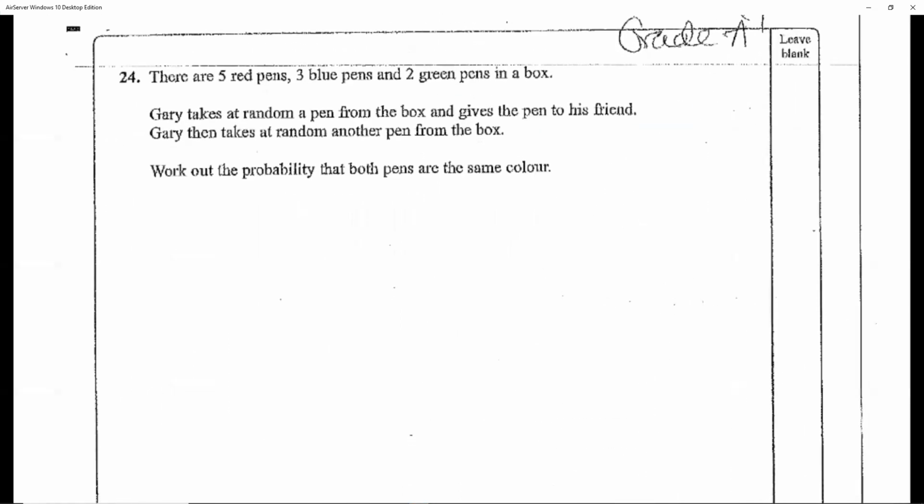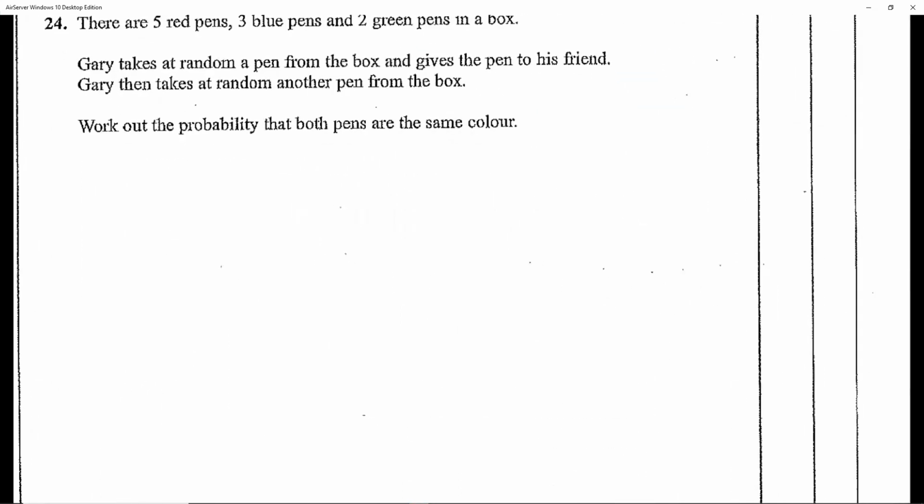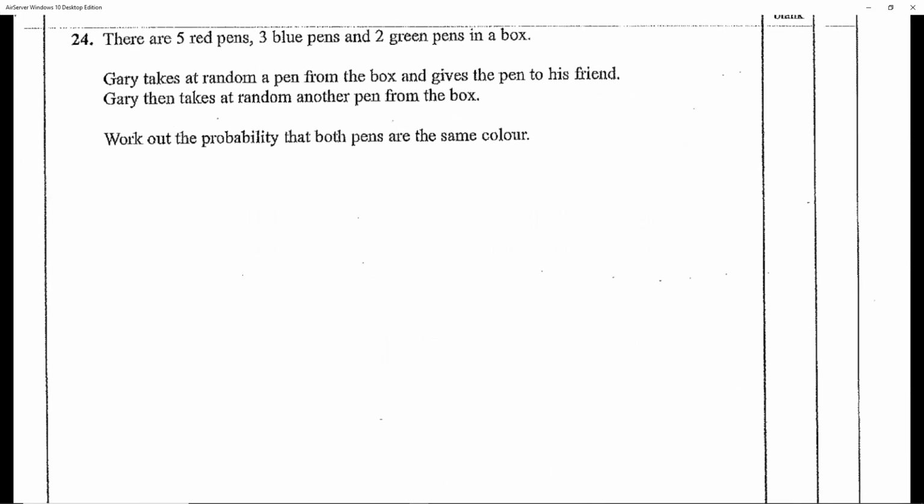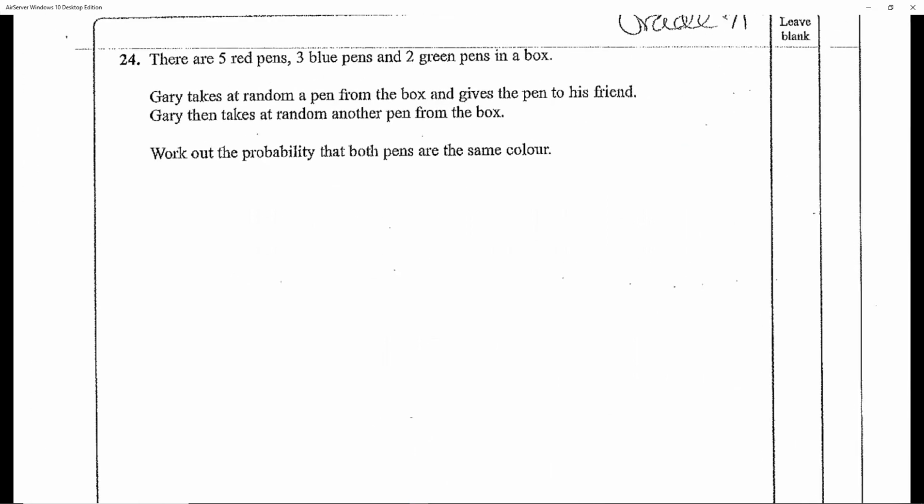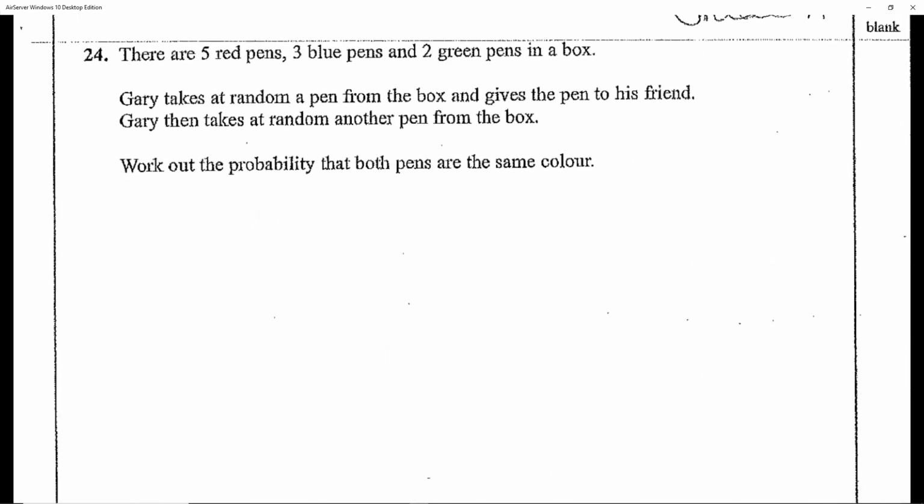Okay. Here we go. Question number 24. Let's have Eliza. Eliza, please. Number 24. There are 5 red pens, 3 blue pens, and 2 green pens in a box. Gary takes a random pen from the box and gives the pen to his friend. Gary then takes at random another pen from the box. Work out the probability that both pens are the same color.